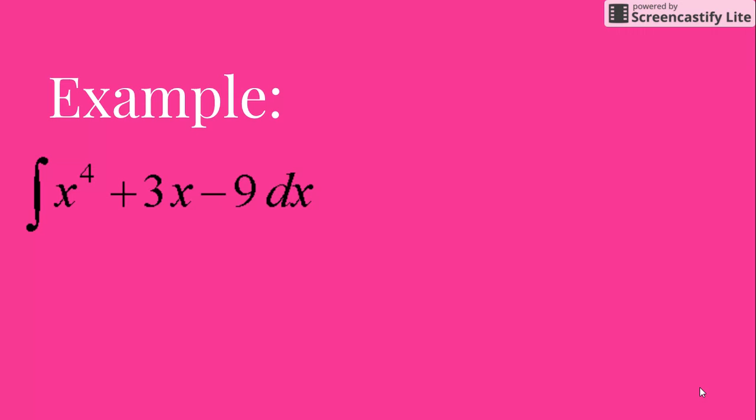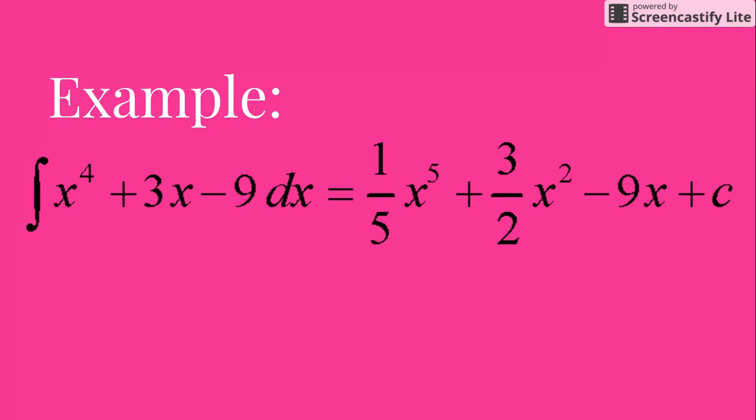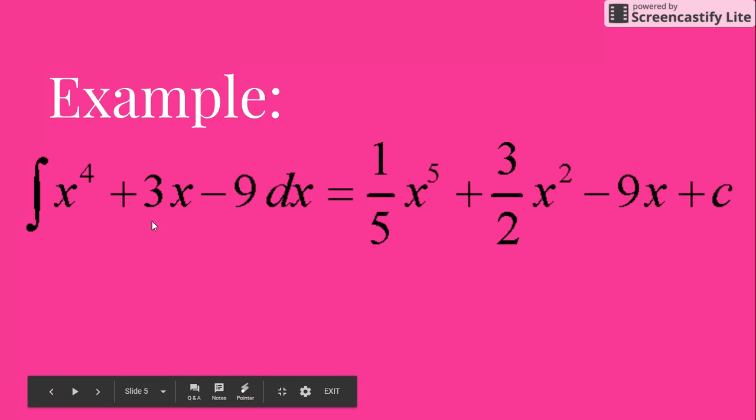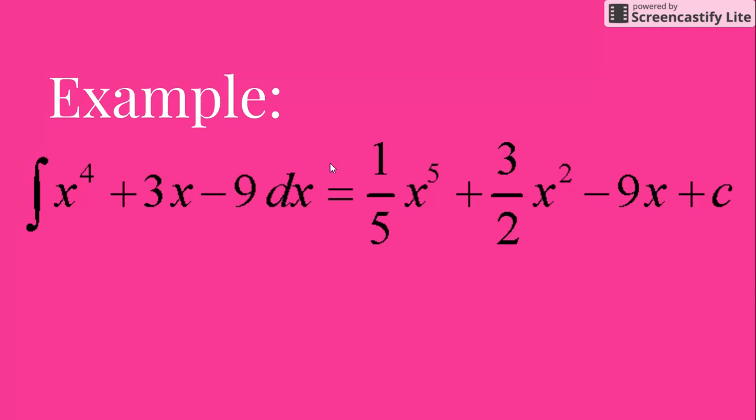Here's one example in specific. This is a very general example of how this would work, and it is asking us to find the antiderivative of x to the fourth plus 3x minus 9. And here's our answer. Using the power rule, the fourth becomes the fifth, and then it needs to be divided by the 5. So it's 1/5 x to the fifth plus 3, and then this becomes x squared.